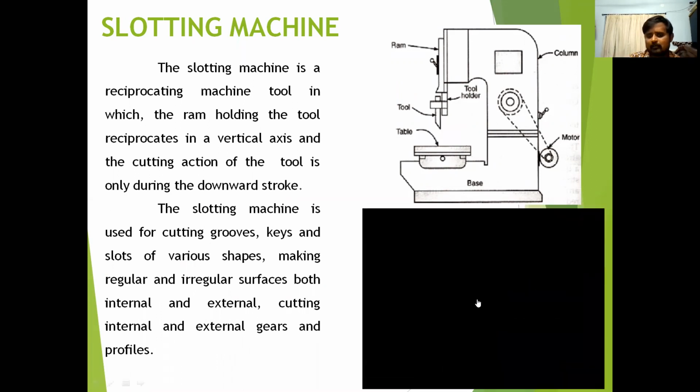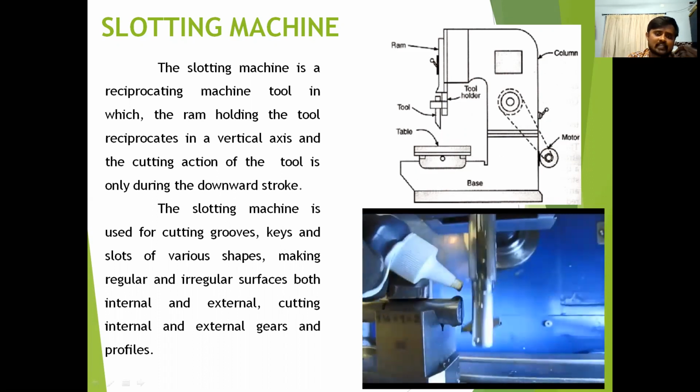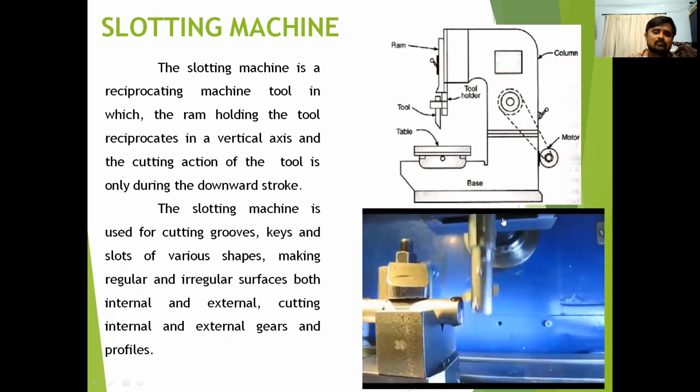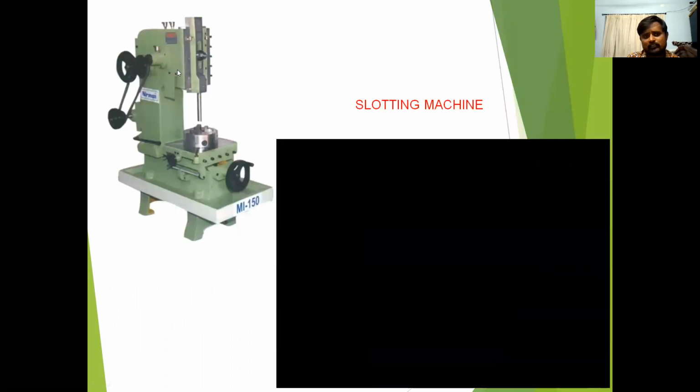Let's see how it makes keyways in the shaft. The ram will move in a downward and upward direction. Only during the downward direction will the cutting action take place. That's why the downward stroke is called the cutting stroke, and the upward return stroke is called the idle stroke. And this is about the slotting machine.